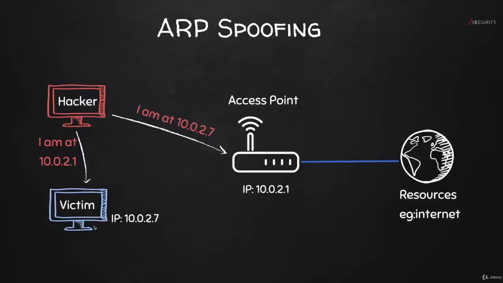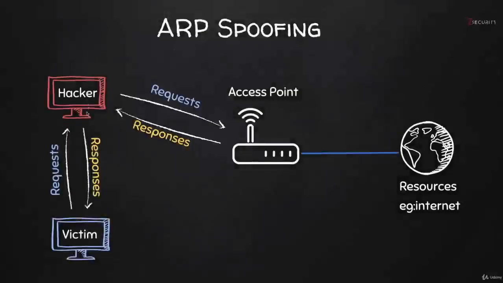So the result of this is that the victim is going to think that I am the router, and the router is going to think that I am the victim. So anytime the victim wants to send any requests, the requests will have to flow through my computer, and I'm going to forward them to the router. And anytime the access point or the router wants to send responses, they're going to go to my machine because it thinks that I am the victim, and then I'm going to forward them to the victim. So as you can see, this puts me in the middle of the connection and it gives me so much power, and we'll see all the things that we can do once we become the man in the middle.